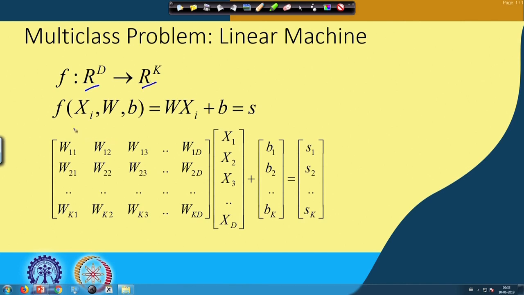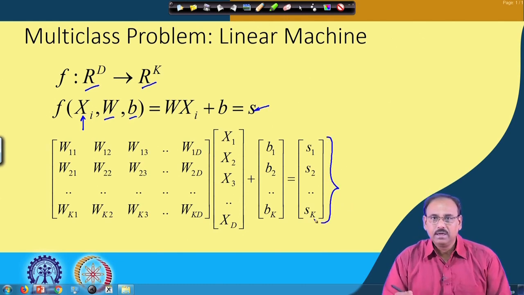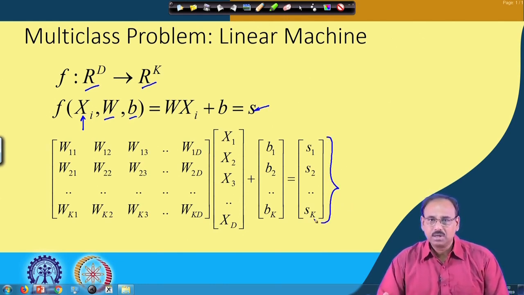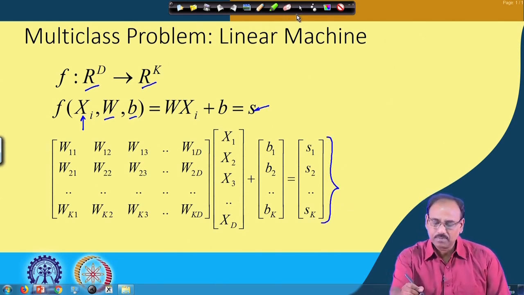So, if I expand this, the function looks like this: given an input vector x i, f(x i, w, b), where w is the weight matrix and b is the bias vector, is given by w x i plus b, which is equal to the score function s. And we have seen that the score function s has got k number of components, where k is the number of classes or the number of categories.